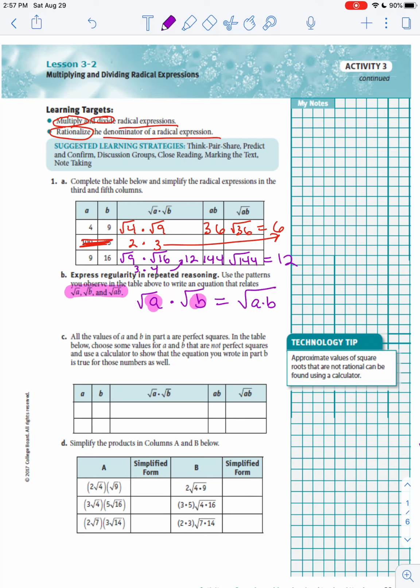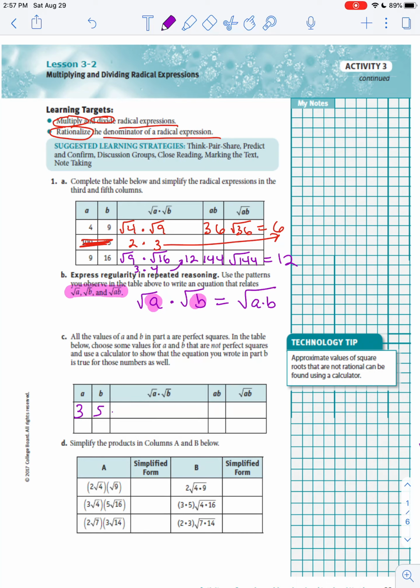Okay, so now in our part C, it says, well, all the values of A and B in part A were perfect squares. But in the table below, they want us to choose some values for A and B that are not perfect squares. Okay, and then we could use a calculator to show the same equivalencies that we saw for part A. Okay, so I'm just going to make some numbers up. Let's just say, A is 3 and maybe B is 5.